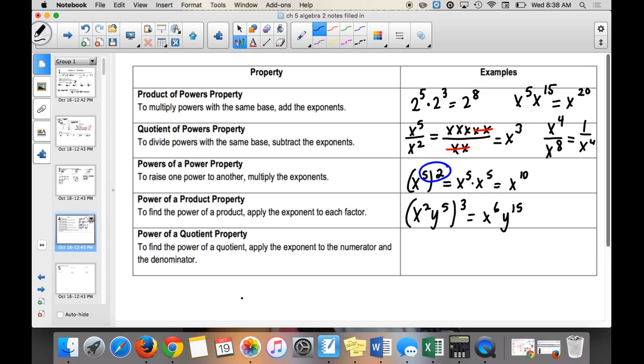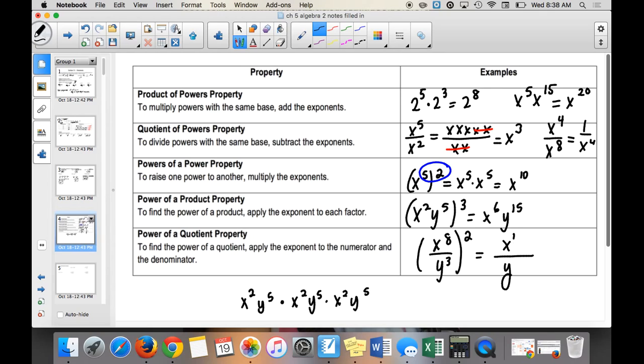And why is that? Because if I had it to the 3rd, I would multiply that whole thing by itself 3 times, and then I could think about expanding it, right? And then the power of a quotient, same idea. If I have x to the 8th over y to the 3rd, and I square it, what do you guys think we'd get? X to the 16, y to the 6. Still okay?